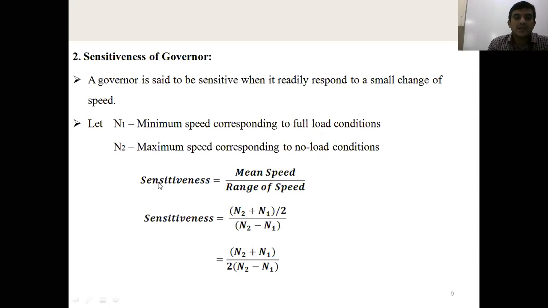Now what is the sensitiveness? How do you define it? It is the ratio of the mean speed to the range of speed. How do you get the mean speed? It is the sum of the minimum and maximum speed divided by 2. The range of speed is the difference between the maximum and minimum speed.